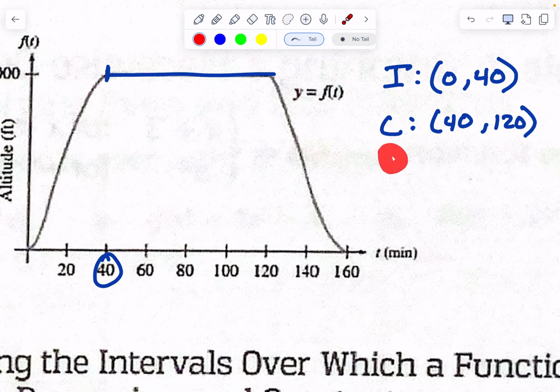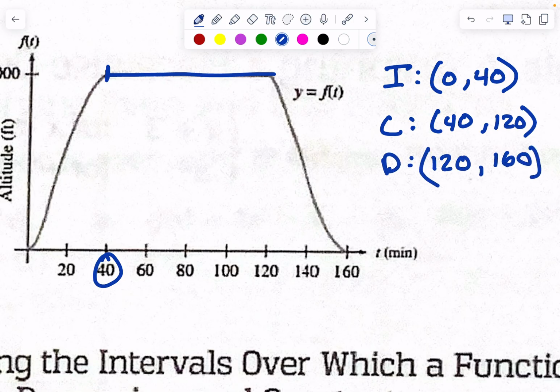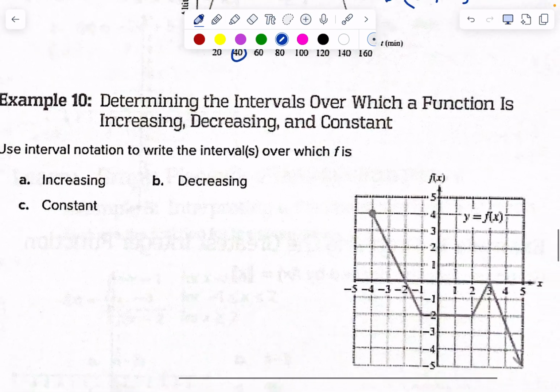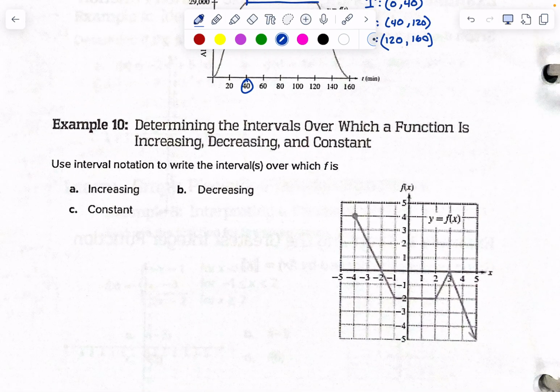He's decreasing from what to what? From 120 to 160. With parentheses, not brackets, because at those places exactly, it is neither increasing nor decreasing. That's why we don't put a bracket. Got it? Okay. Determine the intervals for which the function is increasing, decreasing, constant.